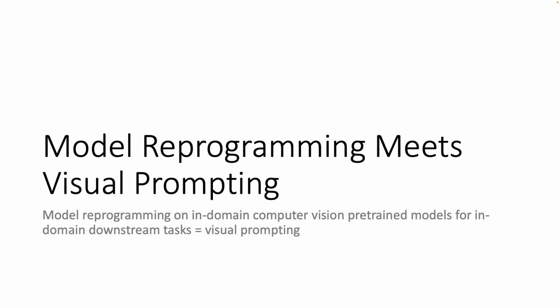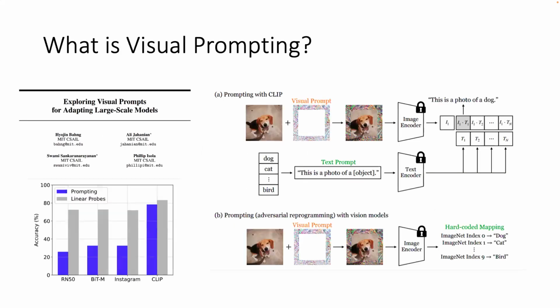But I do agree that if both the source and target domain are in the same field, like computer vision, then reprogramming is pretty much the same as visual prompting. In fact, what is visual prompting? Independently, a few years after the model reprogramming paper, people came up with the name visual prompting. If you look at this B paragraph, it's basically the same as what we just described. We leave some places at the input to be trainable, and then we need to map the classifier's output to the target labels.